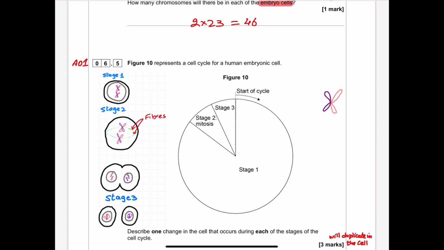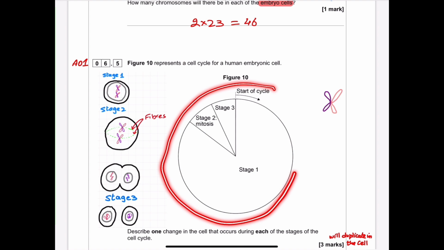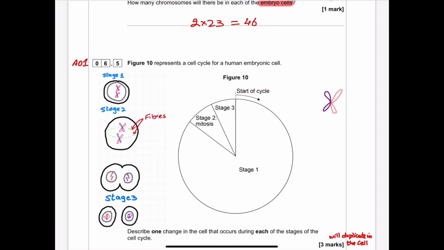6.5 is a year 1 question. Figure number 10 represents a cell cycle for a human embryonic cell. A model is given here: stage number 1, stage number 2, mitosis, and stage number 3. In stage number 1, the cell grows in size with an increase in the number of subcellular objects or organelles, such as the ribosomes and mitochondria. Their number increases. Each chromosome will duplicate within the cell, meaning each chromosome will make a copy of itself.